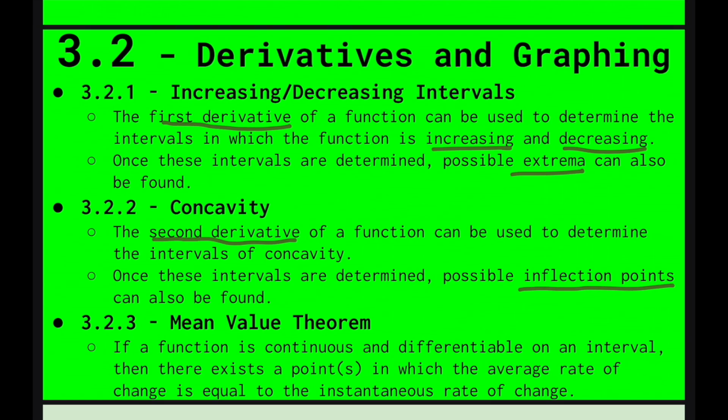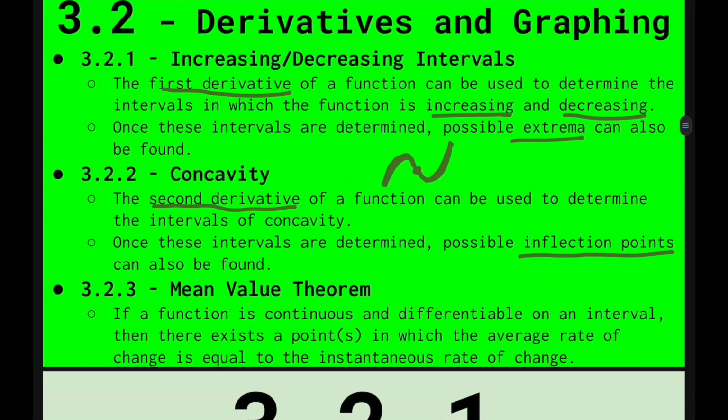But inflection points is when the concavity changes. So say I had a graph where it's concave down, and then all of a sudden it's concave up. You can see there's some point here where it changes from bending down to bending up. We're going to go over that in more detail, just kind of preloading your brain here.